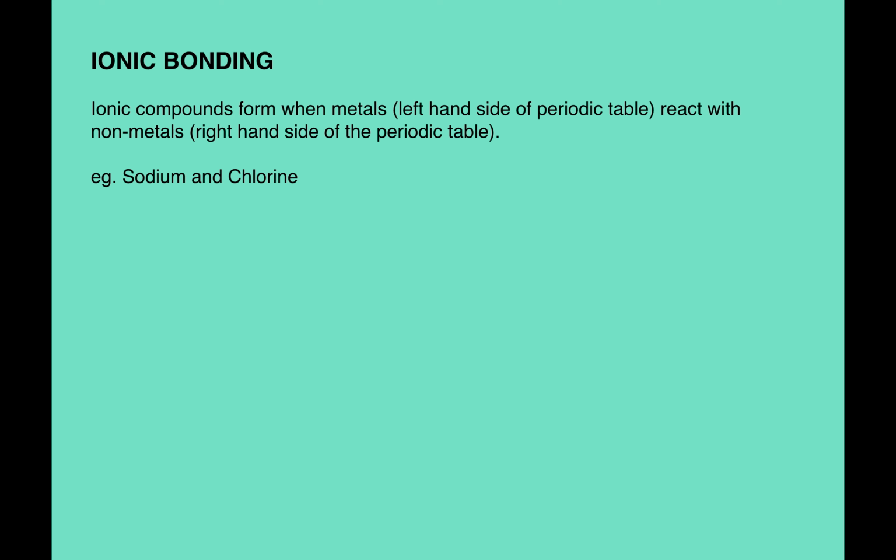Let's start with ionic bonding. Now, ionic compounds form when metals on the left-hand side of the periodic table react with non-metals, which are on the right-hand side of the periodic table. The classic example you need to know is the reaction between sodium and chlorine. Now, what does sodium have to do to achieve stability?